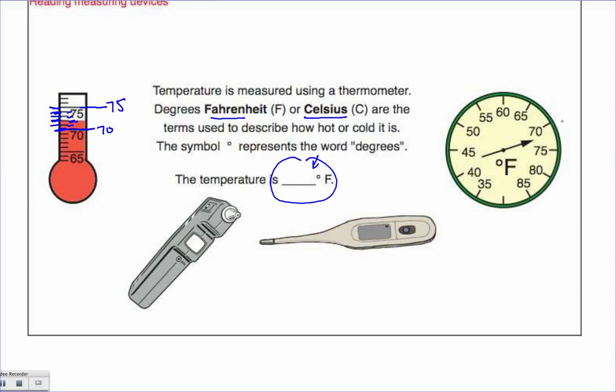Here there's no little lines in between, but about halfway between 70 and 75 would be 72 and a half. So right here is about 72, that's 71, 73 would be right there, and that would be 74. So this is pointing right about into there, which would be 72, the same as this thermometer over here. So the answer is 72 degrees Fahrenheit.